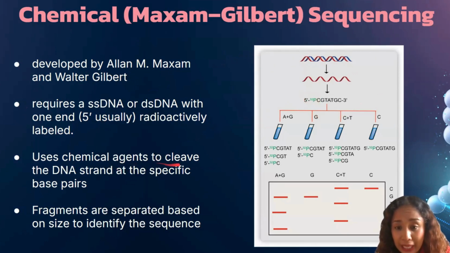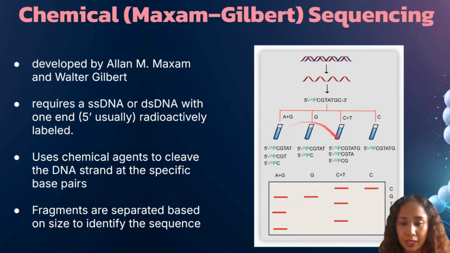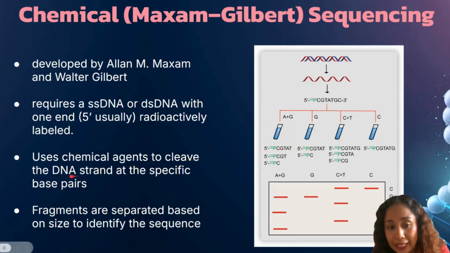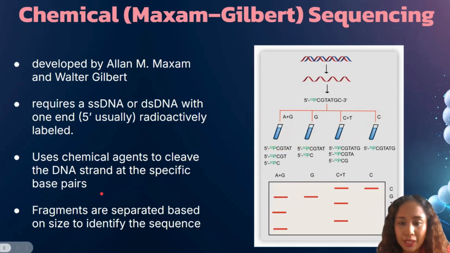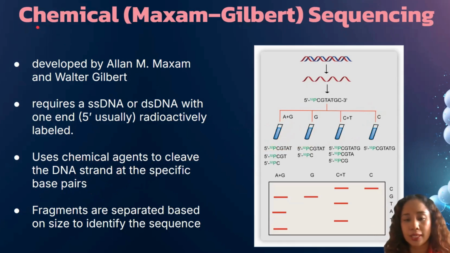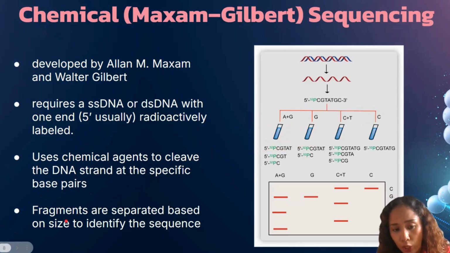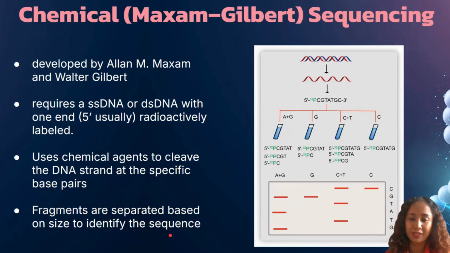It uses chemical agents, the ones in the tubes, to cleave the DNA strand at specific base pairs. When we say cleave, it's used to separate your DNA into fragments using chemical agents. That's why it's chemical sequencing. Now, the molecular biologists will separate these fragments depending on size and identify the sequence. So by separating it into fragments, we can identify its sequence.